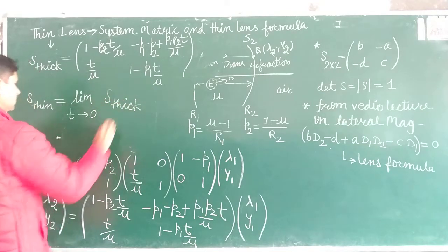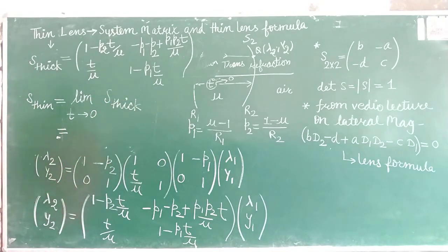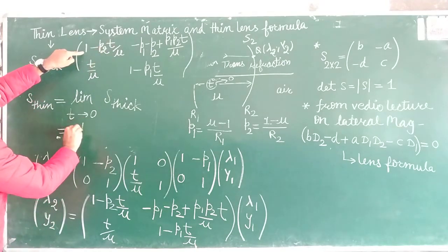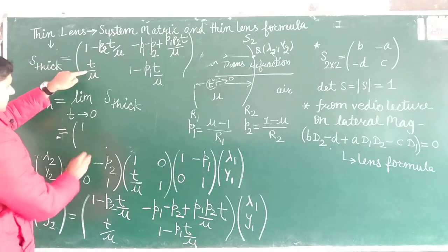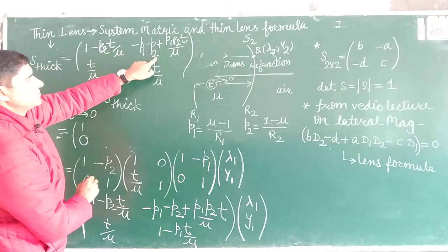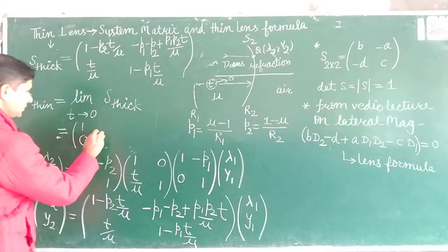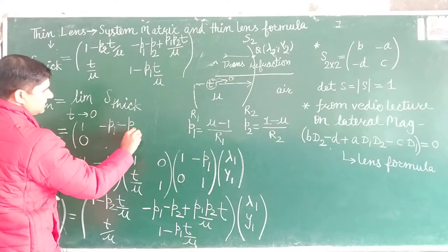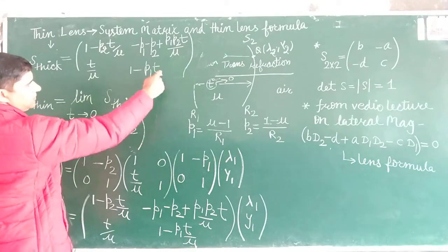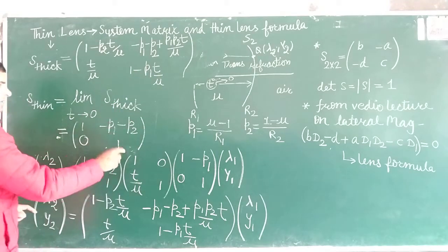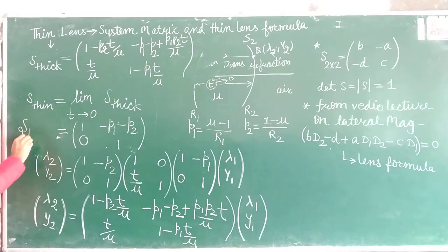Now see, if you take t to 0 here, then the first element will be 1, and here you will get 0, and here you will get minus P1 minus P2, and this factor will become 0. So I am writing it here, this is minus (P1 plus P2), and then this factor will become 1, reduced to 1. So here I am writing 1. So this is the system matrix for the thin lens.